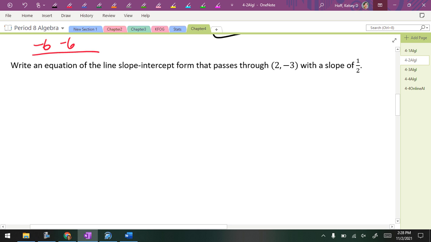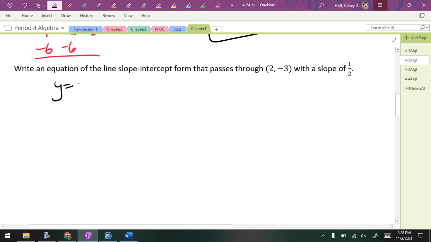Write an equation of the line in slope-intercept form that passes through (2, -3) and has a slope of 1/2. Same thing, yes? But this one's a little scarier because I have a fraction slope. So first I start y equals mx plus b. The first thing I know I can replace is my slope. Y equals 1/2 x plus b. And now I'm going to plug in my point.